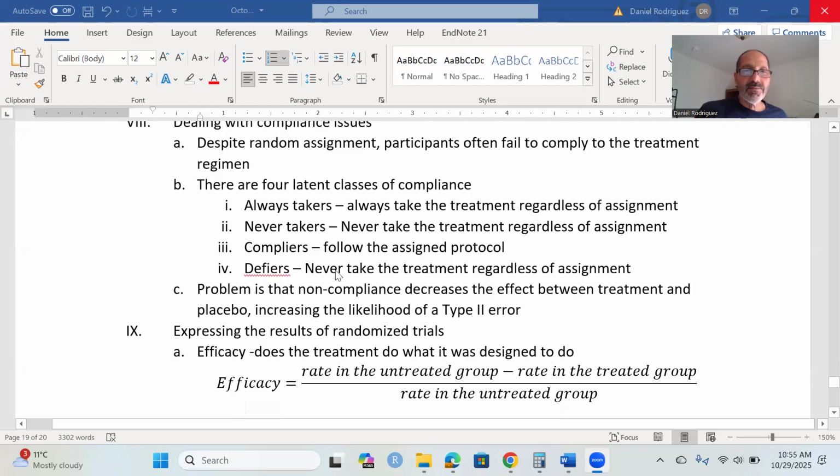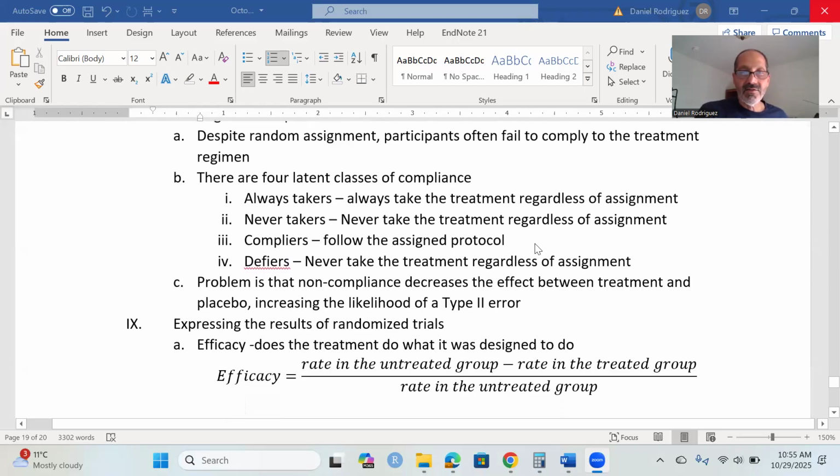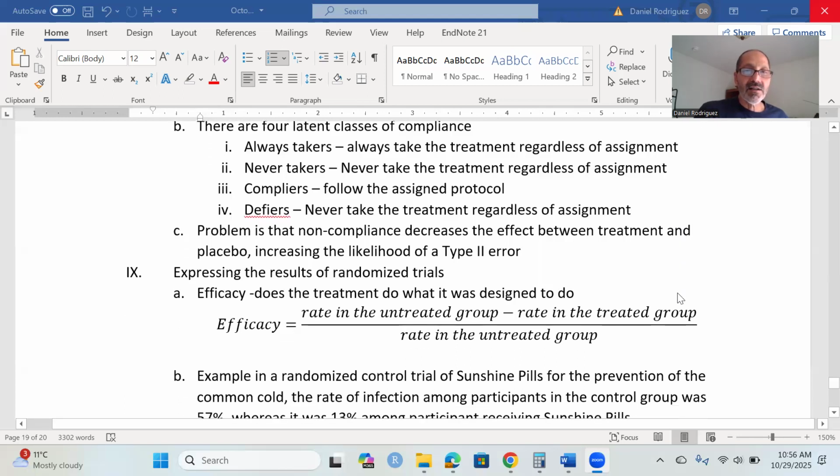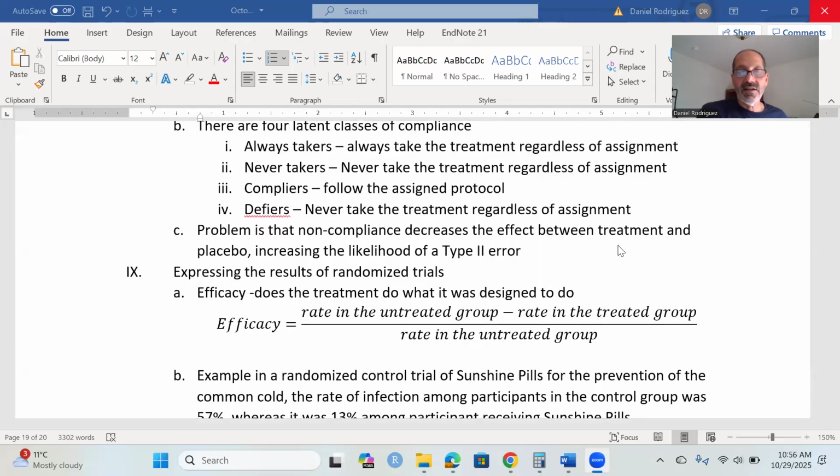There's compliers. They comply, they follow the assigned protocol: they take the treatment if they're in a treatment group, they don't take it if they're in the control group. And then there's defiers, the rebels, right? Rebels without a clue. They do the opposite of their assignment. The problem with non-compliance is it decreases the effect between treatment and placebo, increasing the likelihood of a type 2 error. That's failure to reject when there is a difference that you should detect.